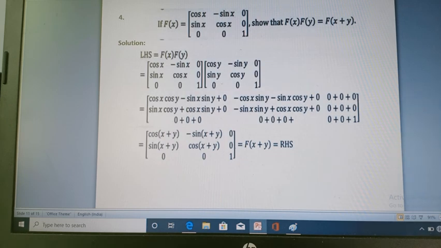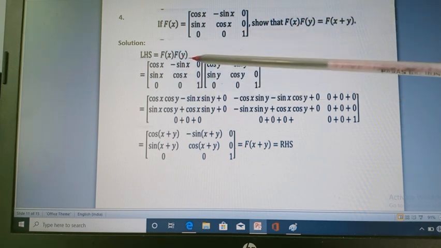Students, here one more question is there. See in the screen, you can see that if f(x) equals a given matrix whose elements are cos x, sin x, 0; minus sin x, cos x, 0; 0, 0, 1, we have to prove that f(x) into f(y) equals f(x plus y).